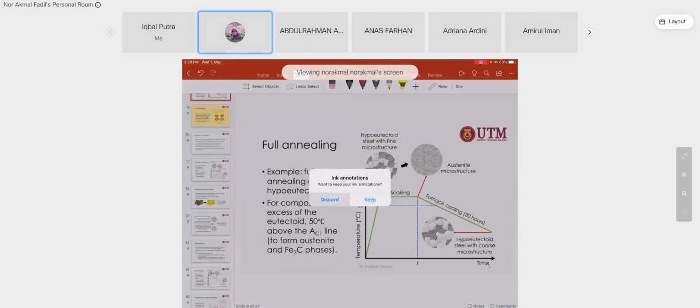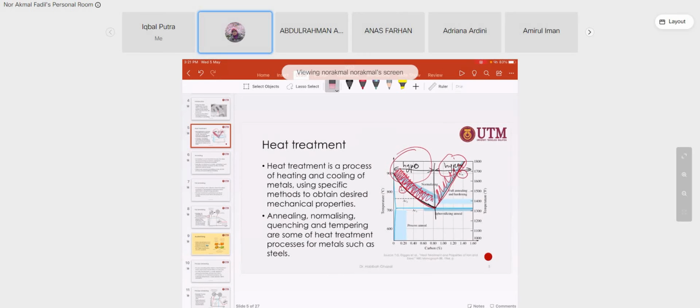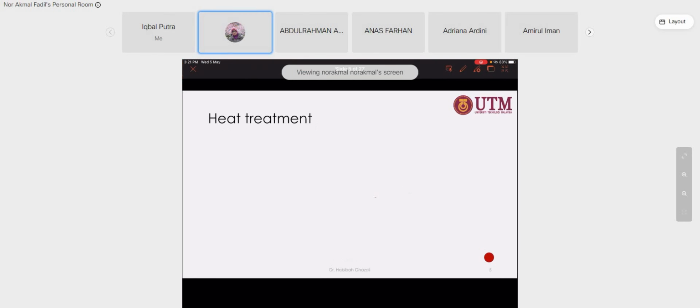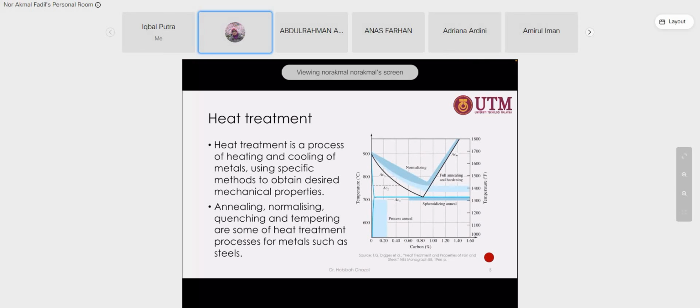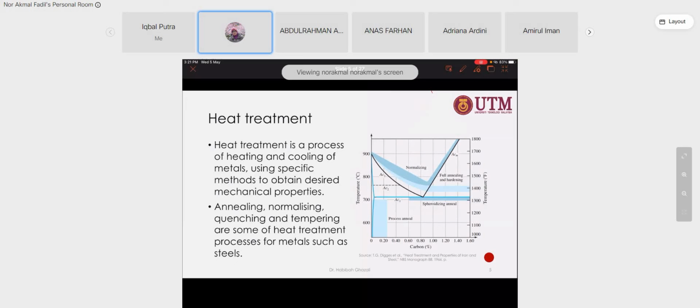So if you look at this phase diagram, where is the austenite microstructure? Remember, in the last class we talked about the phases present in the phase diagram, right? Here is austenite, sorry. This is austenite, which is gamma.